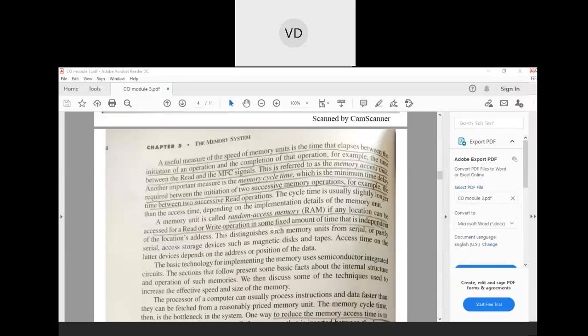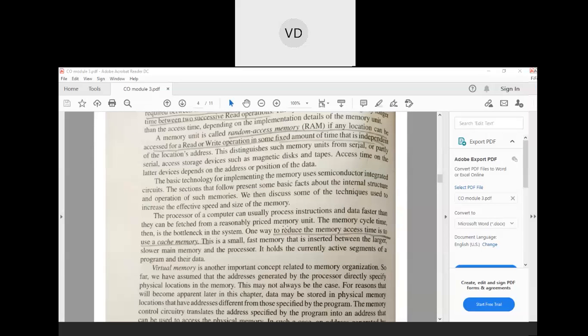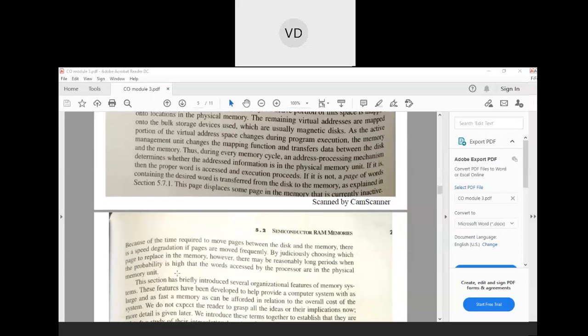And about random access memory also we have seen, and how we can increase the performance of a system by using a cache memory and also virtual memory. These are the concepts we have studied.